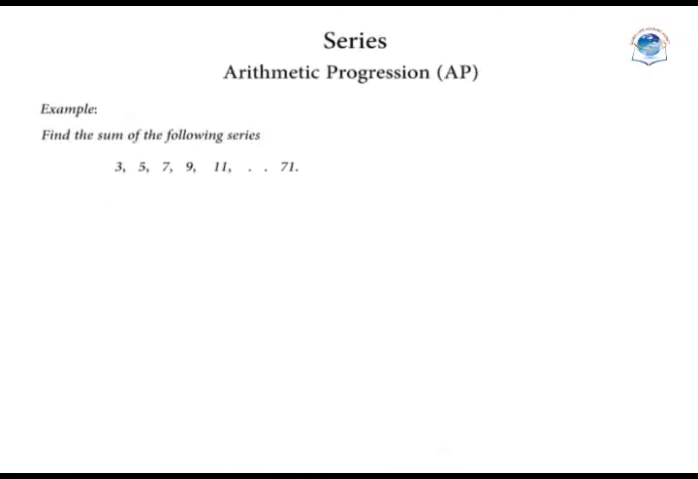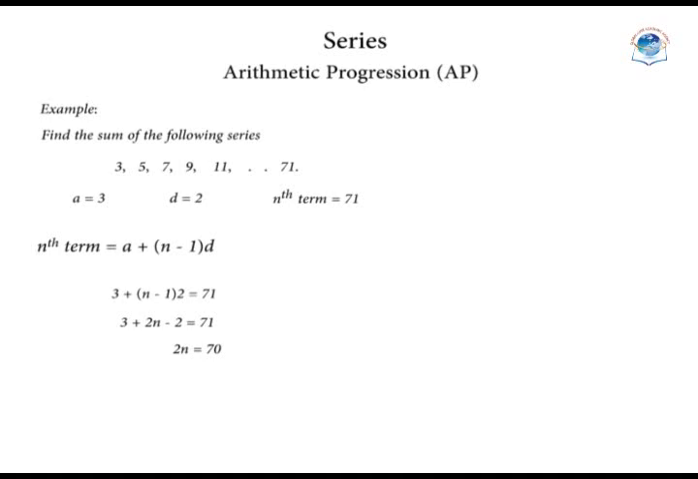Another example, find the sum of the following series. From this, we can see A is 3 and we can tell D is 2. Also, the nth term is 71, so we need to find N. We know that the nth term is given by A plus n minus 1 times D. So 3 plus n minus 1 times 2 is equal to 71. 3 plus 2n minus 2 is equal to 71, 2n is equal to 70, and n is 35. So we are finding the sum of the first 35 terms.